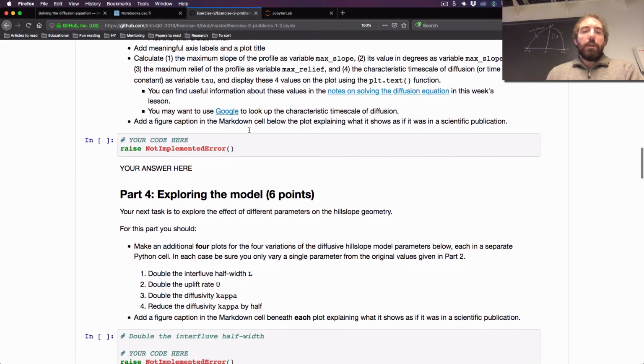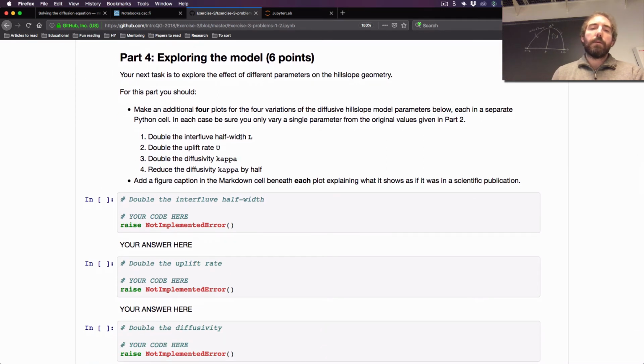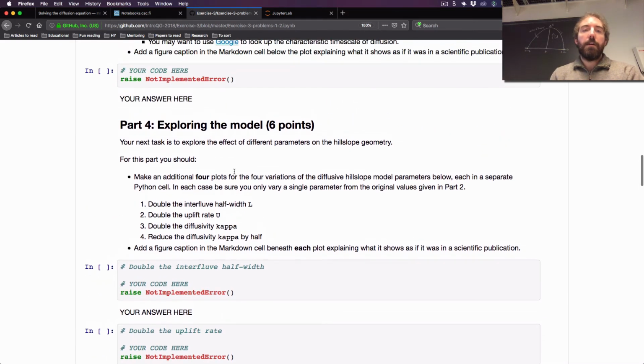After you do that, then we can play around with how the model works, and we'll do that by just changing some of the different variables in here. So if you make the interfluve half width L twice as big, you can see how that changes the shape of the hillslope. If you double the uplift rate or double the diffusivity, you can see how those things affect the hillslope, as well as reducing the diffusivity by half.